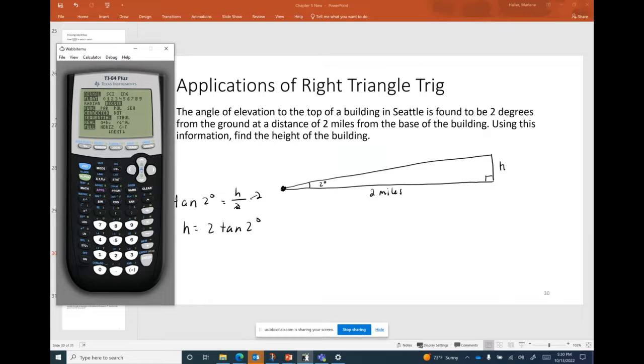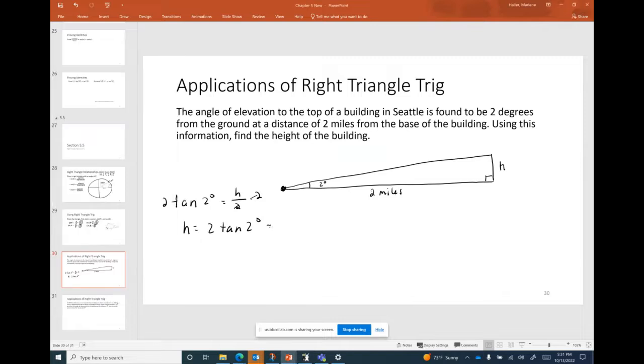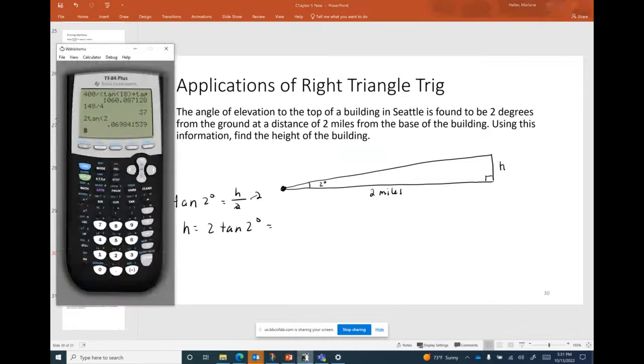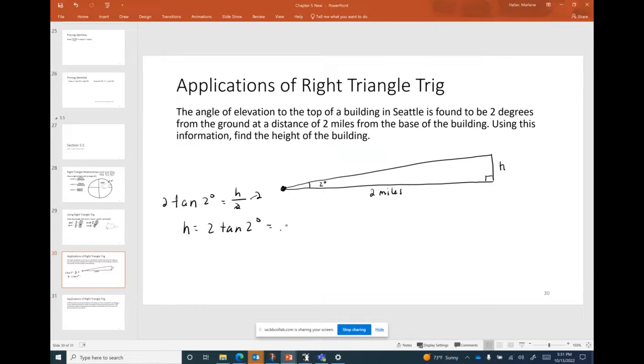All right, so let's check the mode. I am in degree mode, so I'm good. If I'd been in radian mode, I would have needed to switch that. So 2 times the tangent of 2 degrees. There it is. It's a decimal. It's a pretty small decimal. 0.6984 and some more.